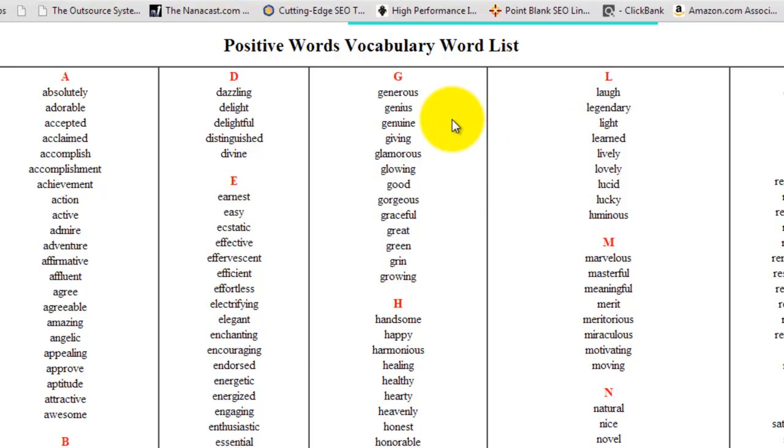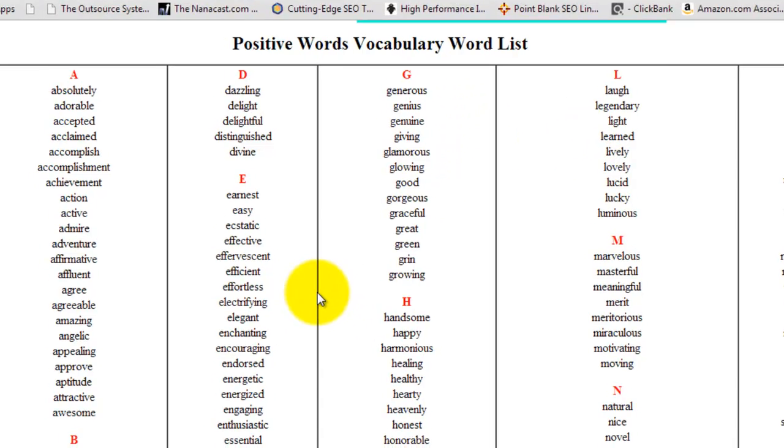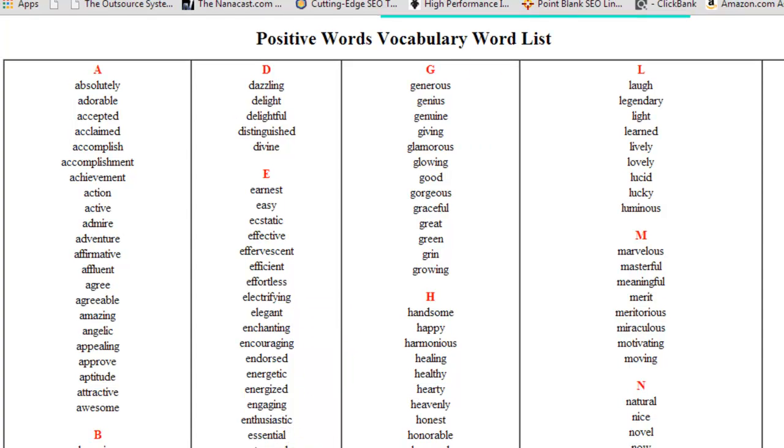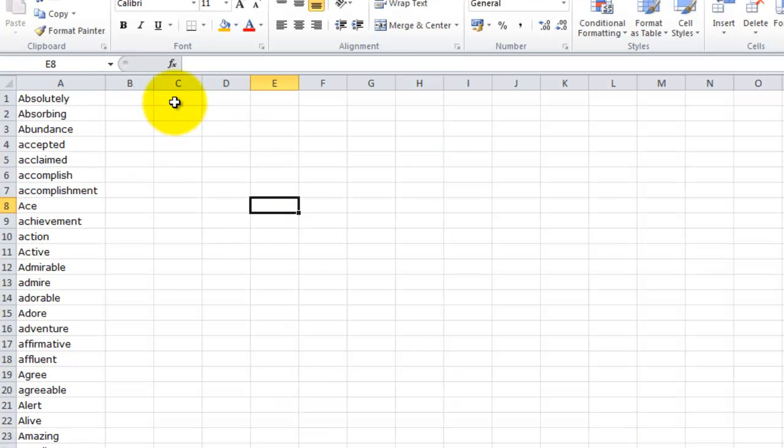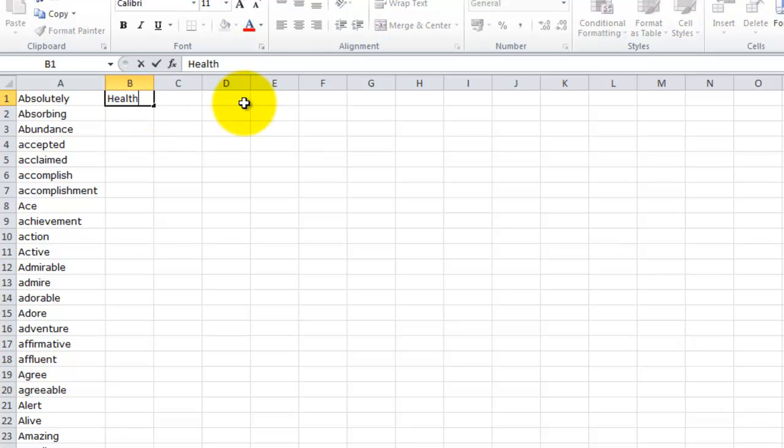I'm going to use positive words because I want to merge those words with my seed keyword, and for the purpose of this video I'm choosing the word health. It's a pretty big market, and I want to find out if there are any domains available that are worthwhile registering with this positive sounding word either at the beginning or end of the word health.